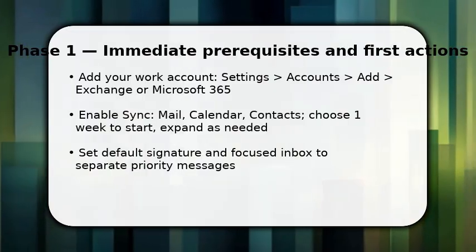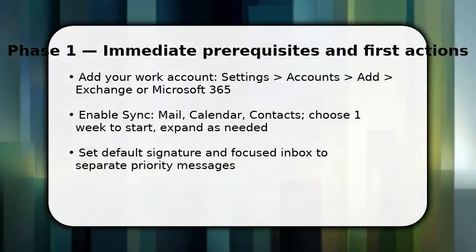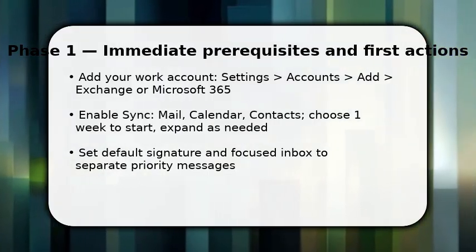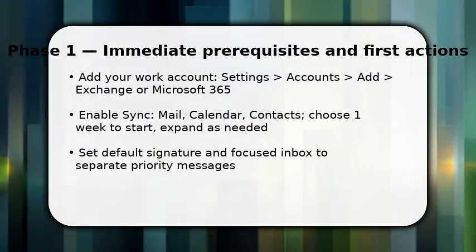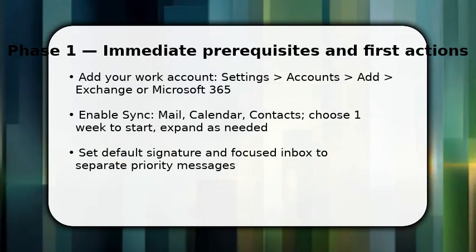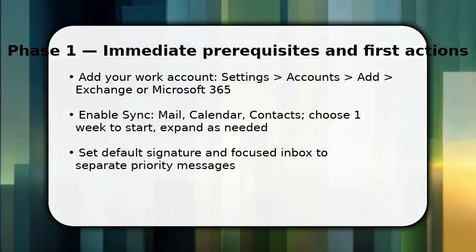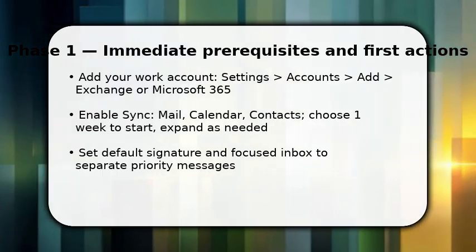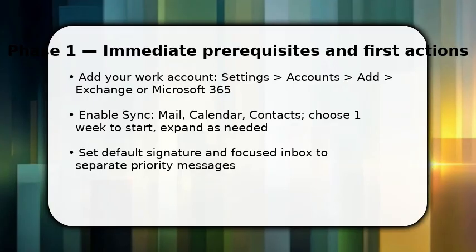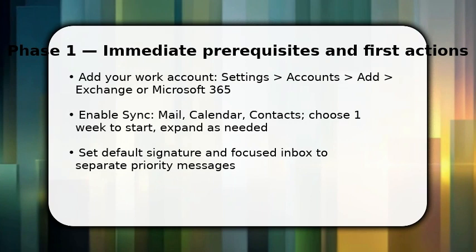You begin by adding your work account and syncing only what you need. This reduces clutter and speeds setup. Open Settings, choose Accounts, then add and pick Exchange or Microsoft 365. Once added, make sure to enable Mail, Calendar, and Contacts sync. Start with 1 week of mail and expand later. Also configure a default signature and turn on Focused Inbox. These small choices shape daily flow and keep high-value messages visible.